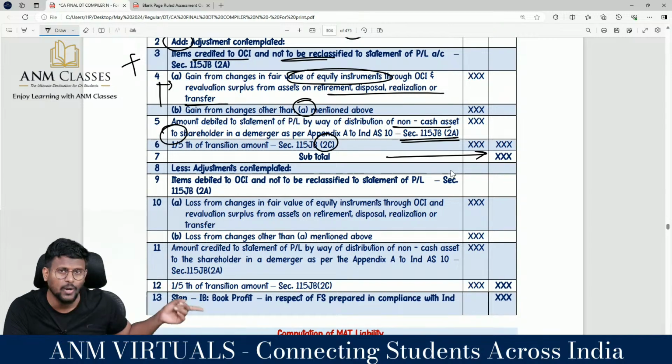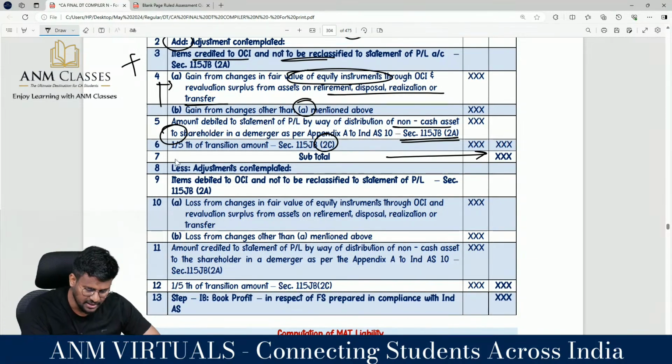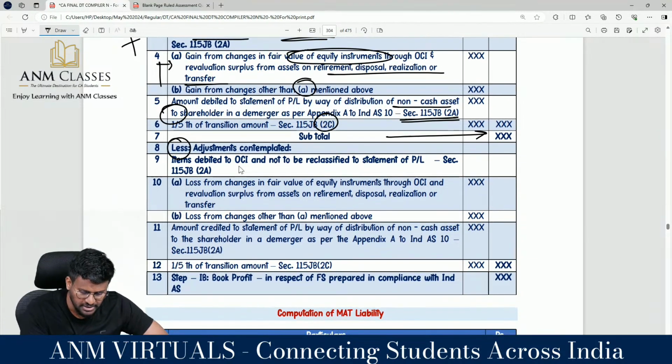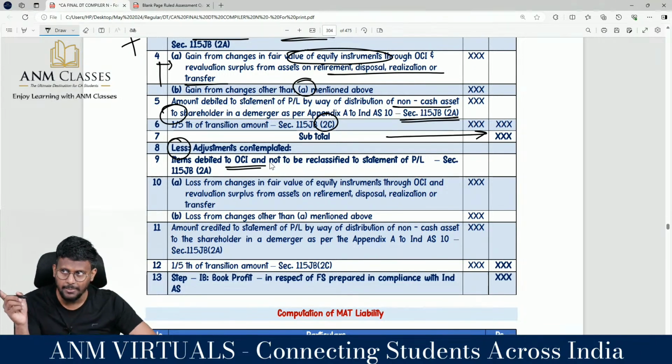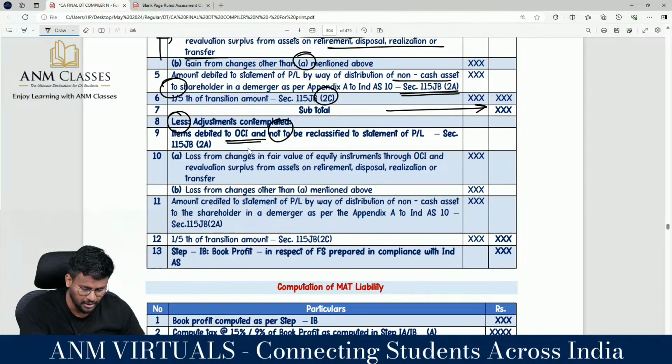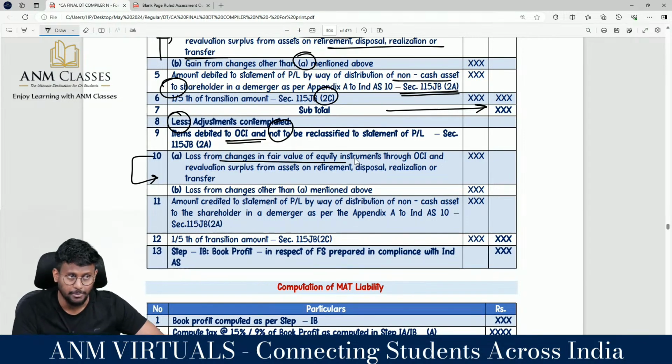The corresponding amounts should be reduced. Less adjustment contemplated later: items debited to OCI. Items debited to OCI means credited to P&L account, and if not to be reclassified to the statement of P&L, they should be reduced. It again has two exceptions. Loss from changes in fair value of equity instrument, because gain we have covered there, so loss will be covered on the reduction side.